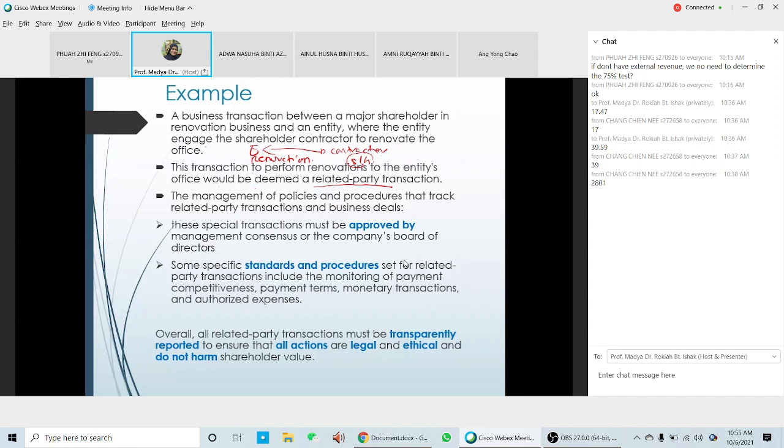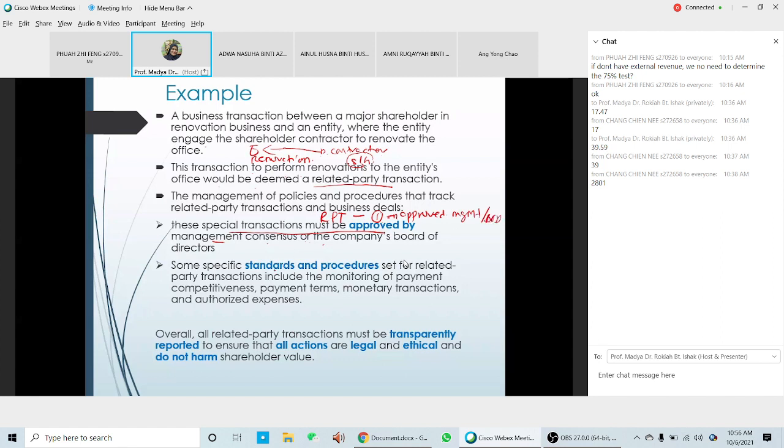The management should have a policy and procedure that track related party transactions and the business need to deal with them. They should have a special transaction that must be approved. If you want to have a transaction with a related party, that transaction needs to be approved. The first condition: the RPT needs to be approved by the management of the company or by the board of directors.